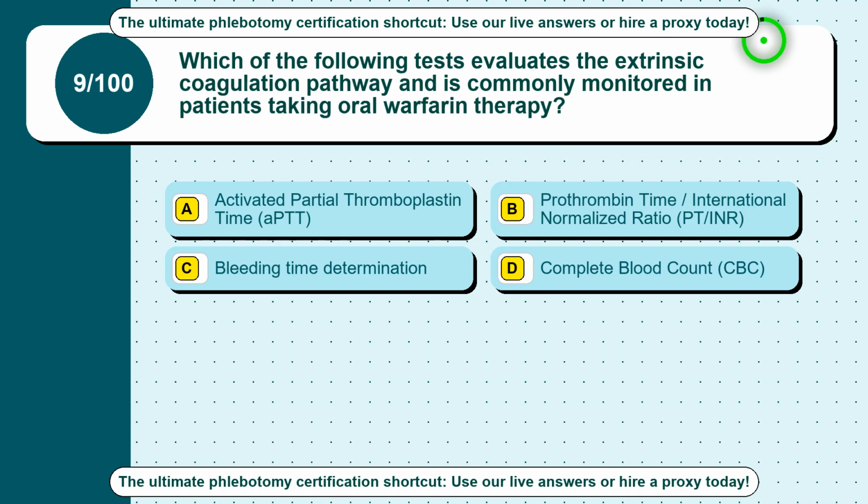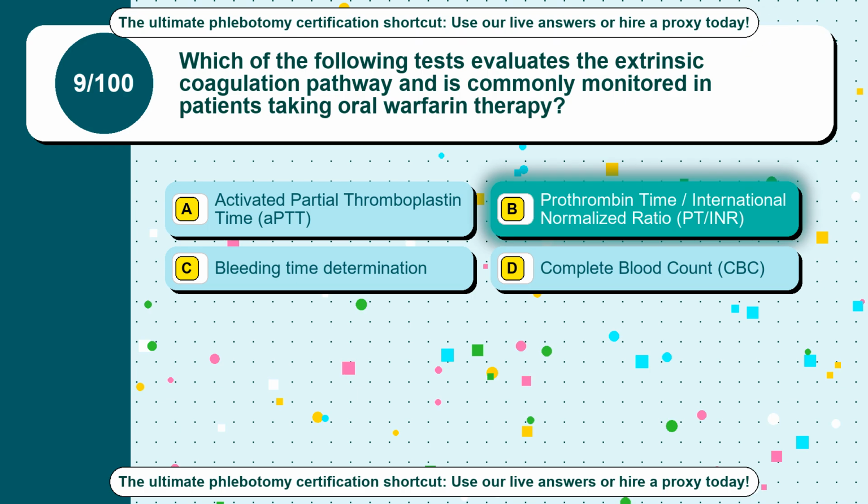Question 9. Which of the following tests evaluates the extrinsic coagulation pathway and is commonly monitored in patients taking oral warfarin therapy? Option A, activated partial thromboplastin time, APTT. Option B, prothrombin time / international normalized ratio, PT/INR. Option C, bleeding time determination. Option D, complete blood count, CBC.